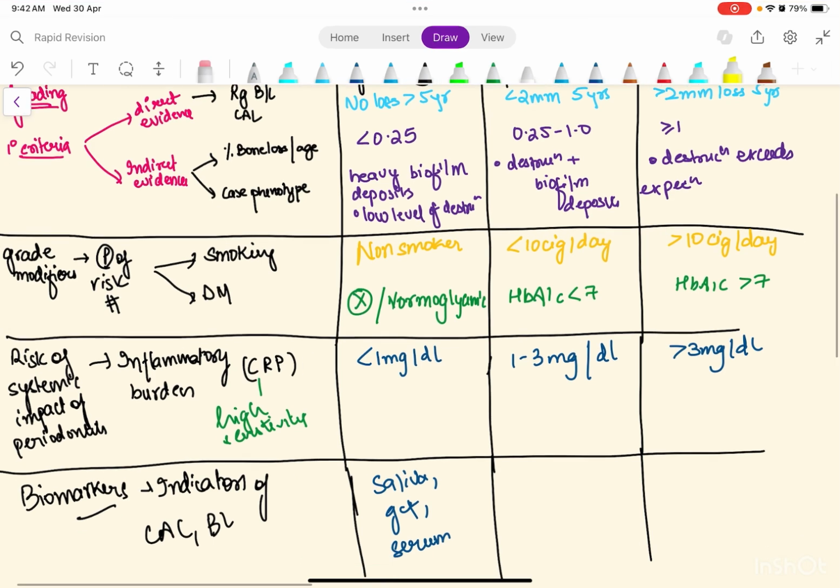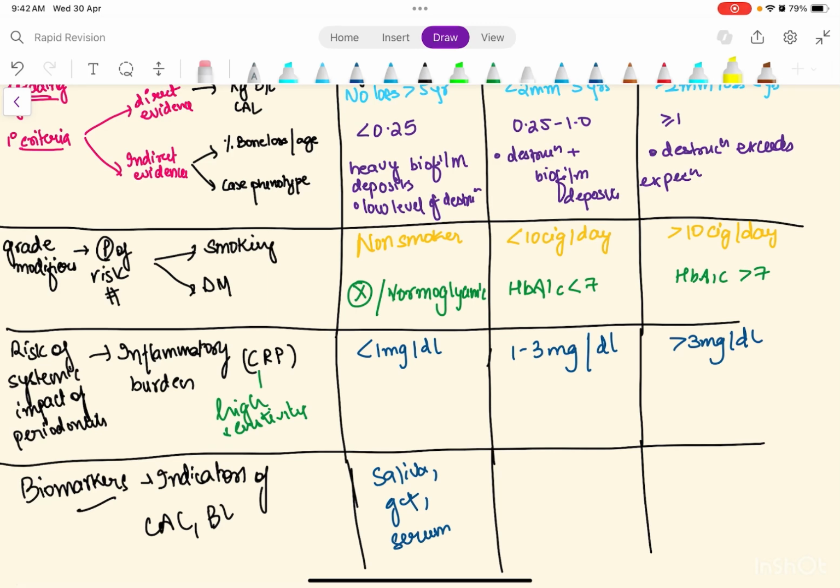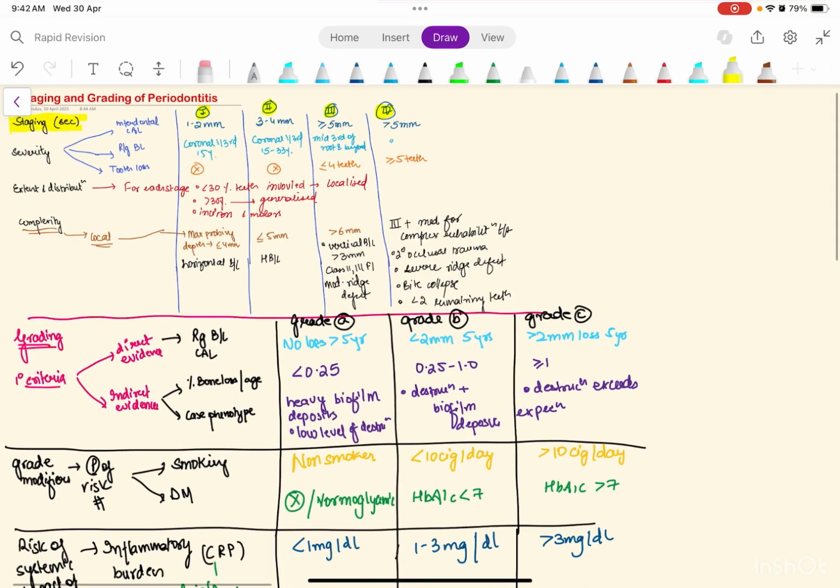Then in systemic impact of periodontitis, basically there's an increased sensitivity to C-reactive protein, which denotes higher inflammatory burden. So in the first one, it's less than 1 milligram per deciliter. Then in the second, it's 1 to 3 milligram per deciliter. And then grade C is more than 3 milligram per deciliter. Then you can also assess biomarkers in the saliva, GCF, and the serum. So yeah, this completes the staging and grading of periodontitis.